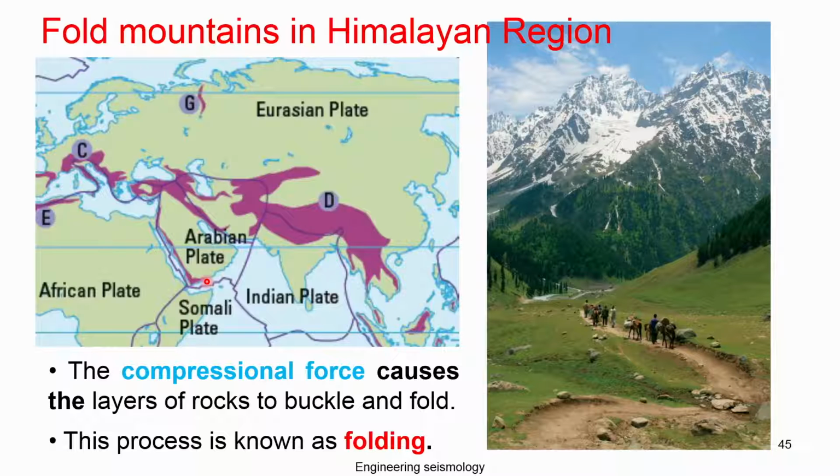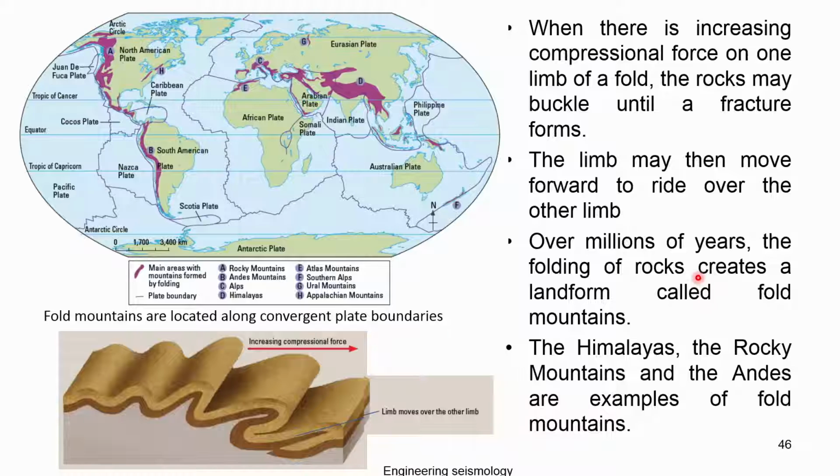This is the map which shows fold mountains in different parts of the continents. You can see the entire globe, and we have a very large share here. You can typically see how the fold forms. This is basically one layer, then it is folded to here and then it is folded to here. Like that a fold mountain is formed. You can see here this is a plate boundary. One limb moves over the other limb because it is pushing, and there is a resistance offered here.